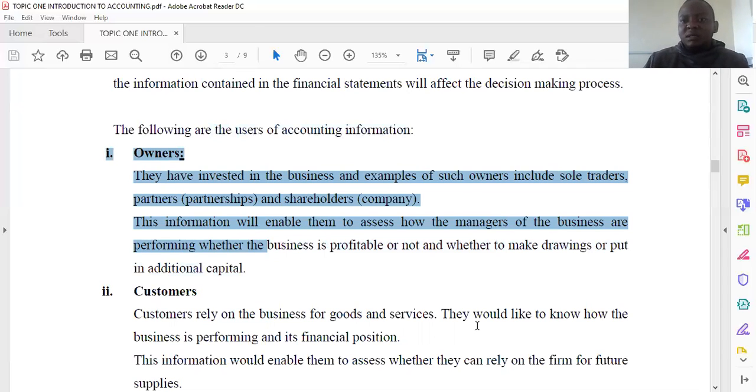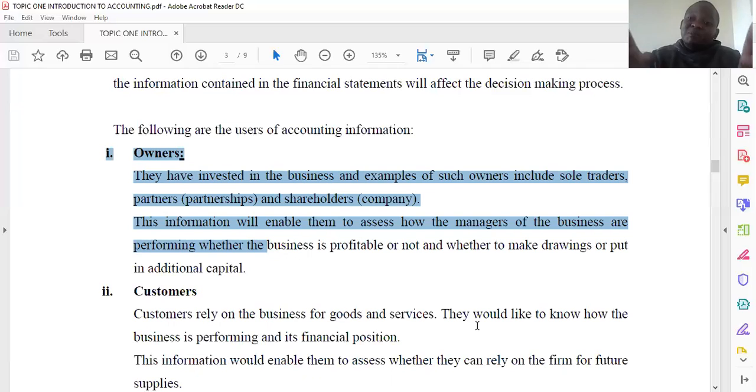Examples of such owners include the sole traders, that is the entrepreneur. We have the partners in a partnership. We have shareholders in a company. So information in accounting will help them to assess how the managers of the business are performing and whether the business is profitable or not, and whether to make drawings or put in additional capital.